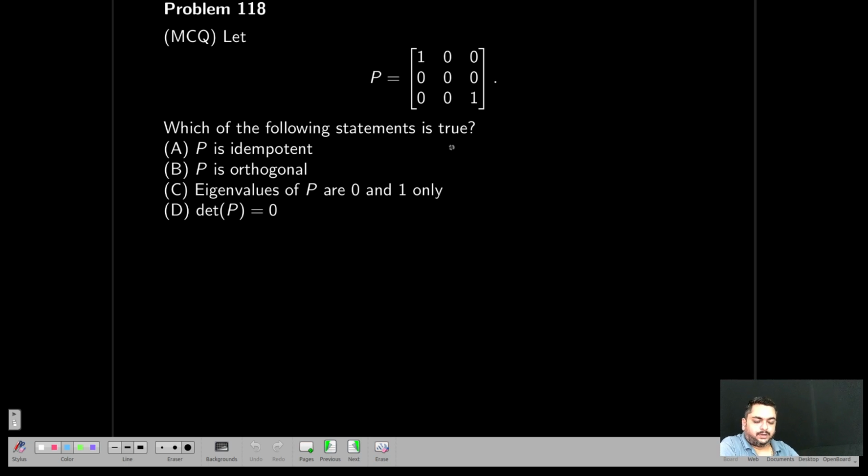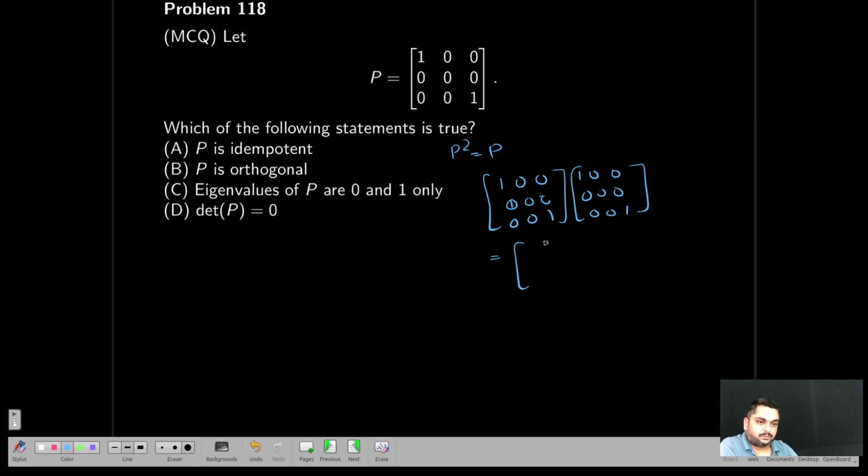Idempotent means P square should be equal to P. So we find out 1 0 0, 0 0 0, 0 0 1 into 1 0 0, 0 0 0, 0 0 1. The resultant will be 1 0 0, this is 0 0 0, and the last row is 0 0 1. So this is equal to P. Therefore it is idempotent.